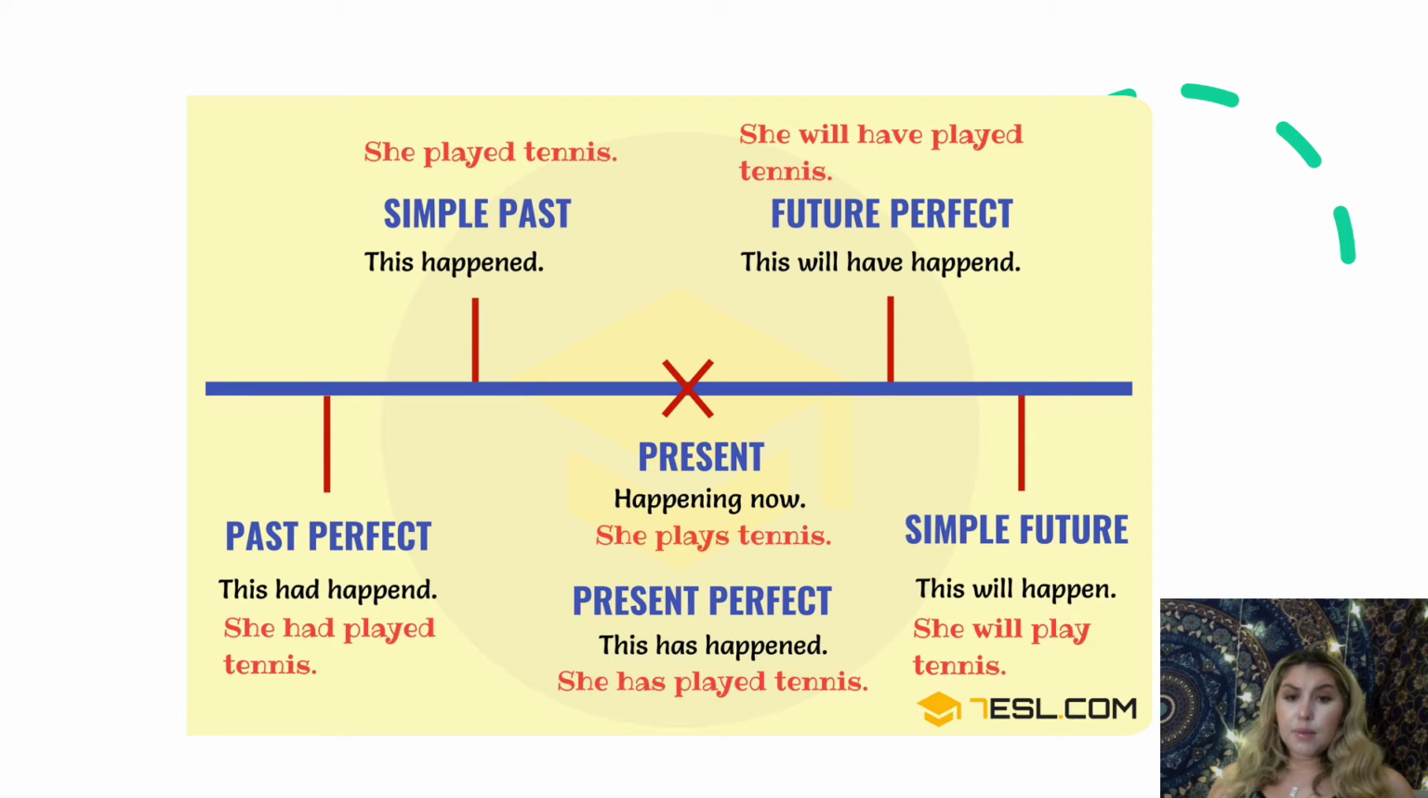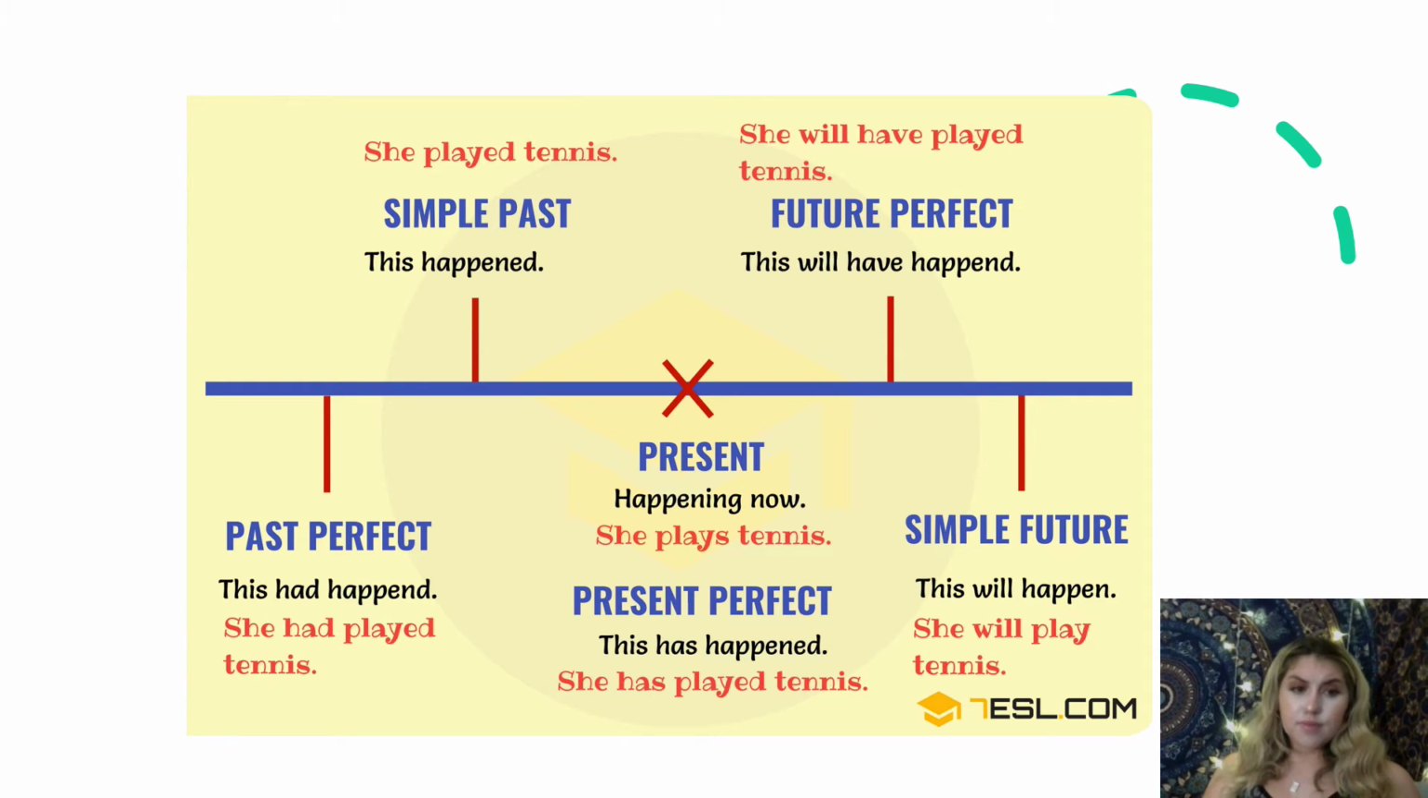Then we have past perfect. This had happened. Again, it has those two tenses, had and played. Makes it perfect. It happened in the past. Past perfect.